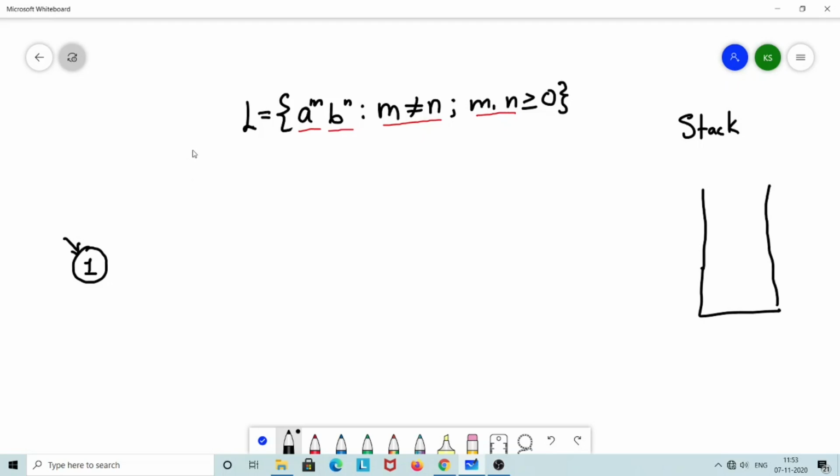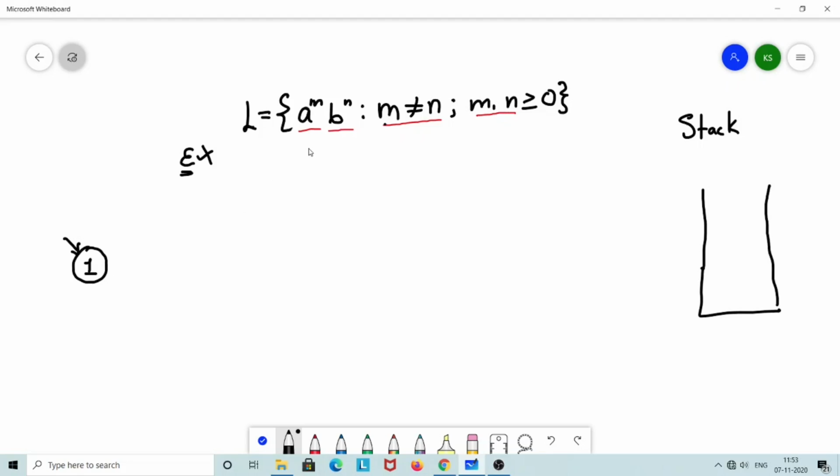The first question is: is epsilon accepted? Epsilon is a string of length 0, which has 0 occurrences of A followed by 0 occurrences of B, where the m and n values happen to be 0. But this violates the condition, that is m not equal to n. So epsilon is obviously not accepted. So I cannot mark the starting state, which is named 1, as accepting.